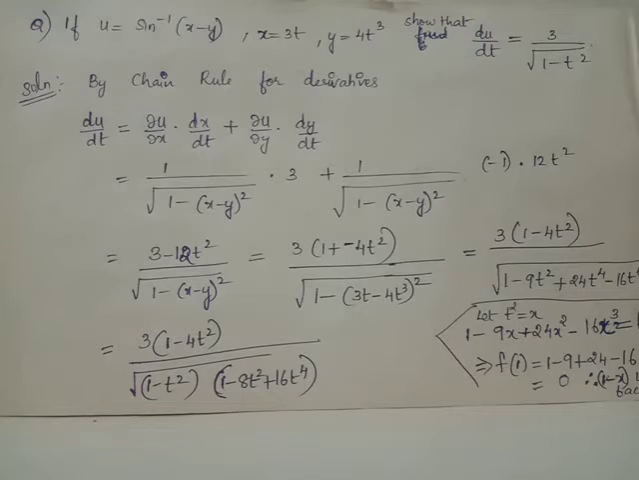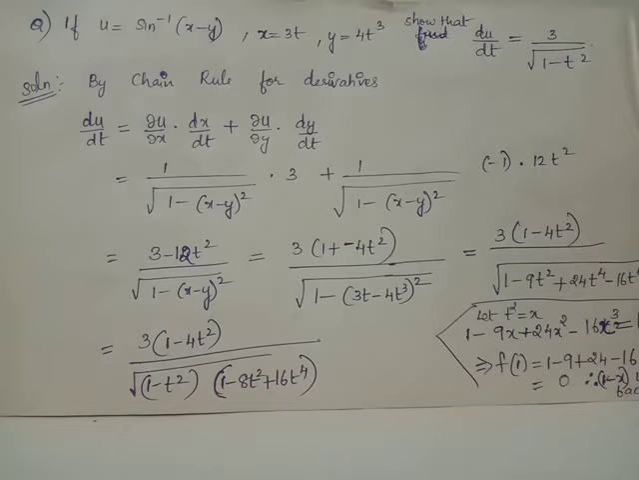Suppose u equals sine inverse of (x minus y), where x equals 3t and y equals 4t cube. Show that du by dt equals 3 upon root of 1 minus t square. We have u depends on x and y, and x and y depend on the single independent variable t.